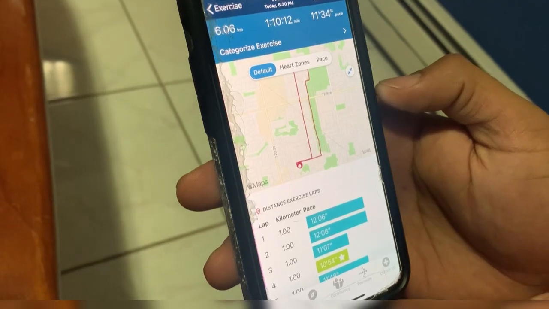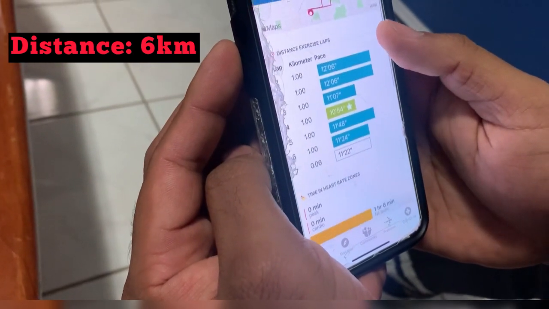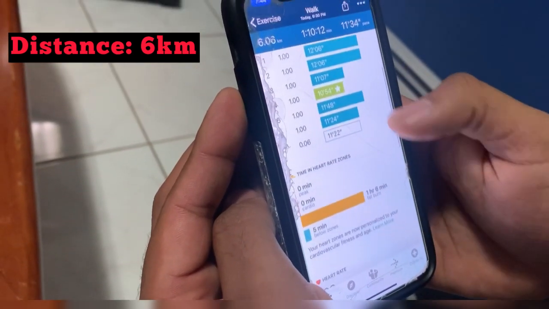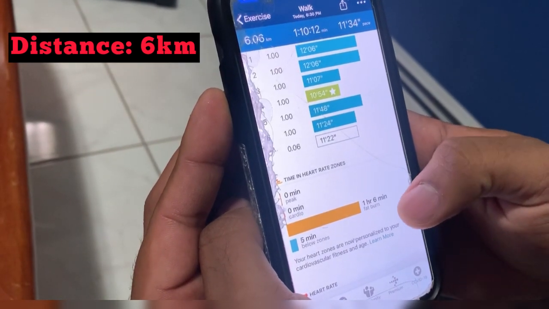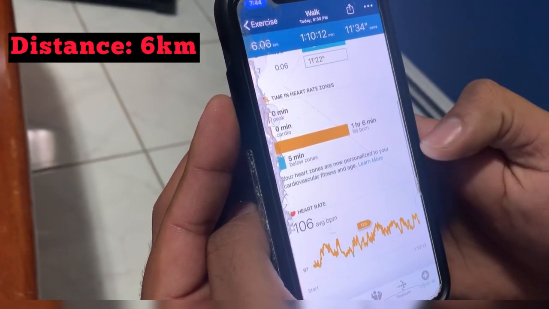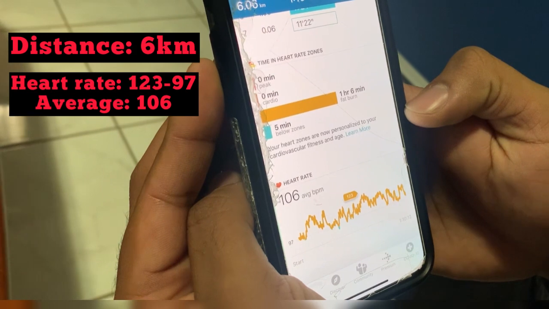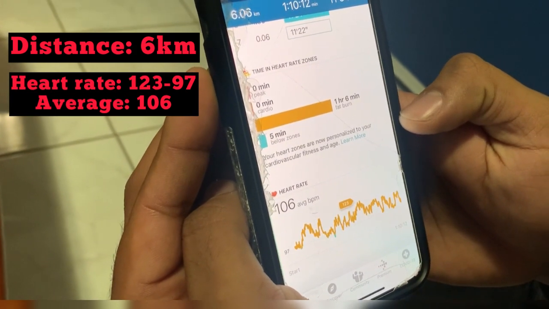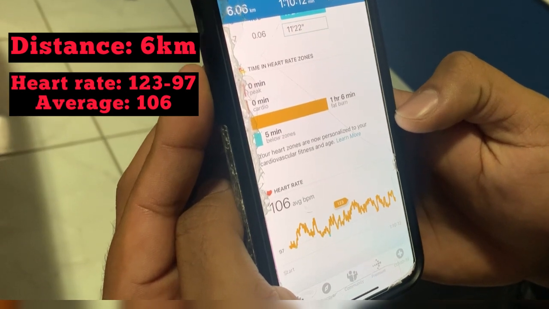Well, tell us what we did. What was our workout? So here you can see that we went for a 6-kilometer walk. Yep. And you can see the pace we went at. And here you can see that for 1 hour and 6 minutes, we were in a fat burn heart rate. Okay. So we know my average heart rate was 106 beats per minute. The highest I went was 123, and the lowest looks like it was about 97. So I was actively engaged in the fat burning rate.